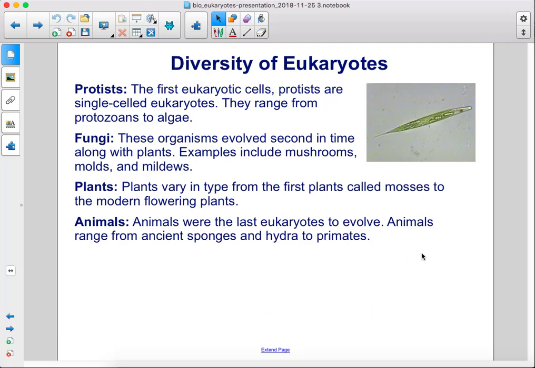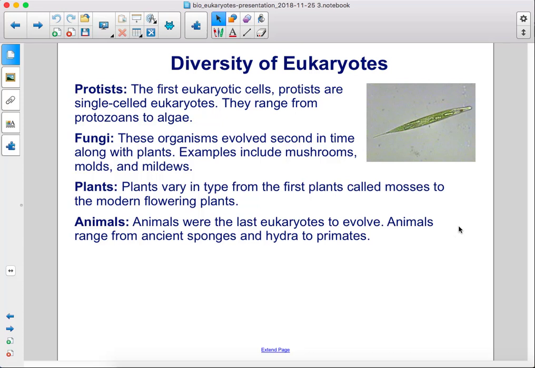Protists. The first eukaryotic cells, protists, are single-celled eukaryotes. They range from protozoans to algae. Fungi. These organisms evolved second in time along with plants. Examples include mushrooms, molds, and mildews.